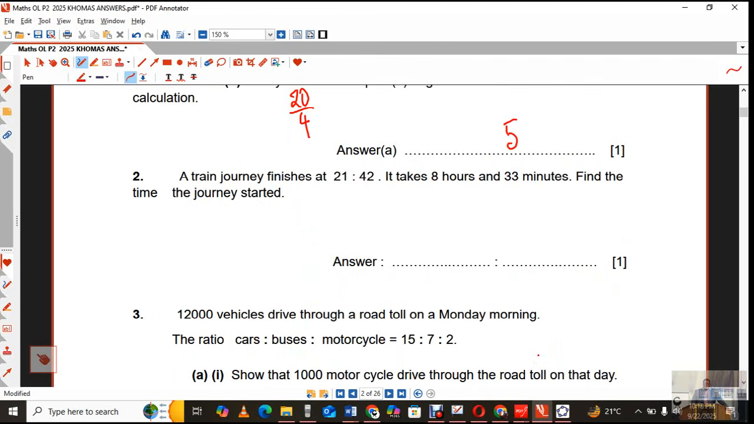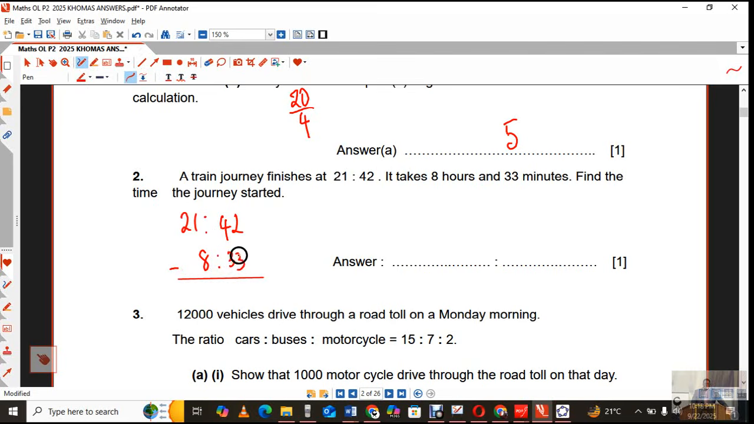A train journey finishes at 80 minutes to 10, and the journey took 8 hours and 33 minutes. So you need to find when the train journey started. So there is an element here of subtraction involved. Since this is already in the 24-hour clock, you will just be subtracting 8 hours and 33 minutes from this, which should make your answer straightforward.